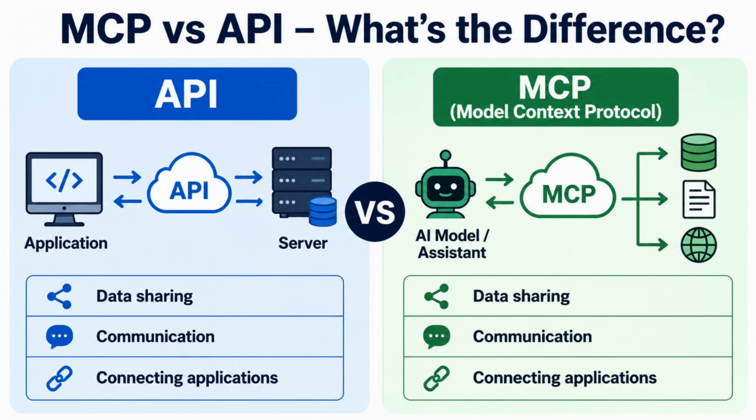In this video I will explain the difference between MCP and API. You may have heard two terms, API and MCP. MCP stands for Model Context Protocol. Both help systems communicate, but both are not exactly the same. Many beginners get confused because both involve data sharing, communication, and connecting applications.